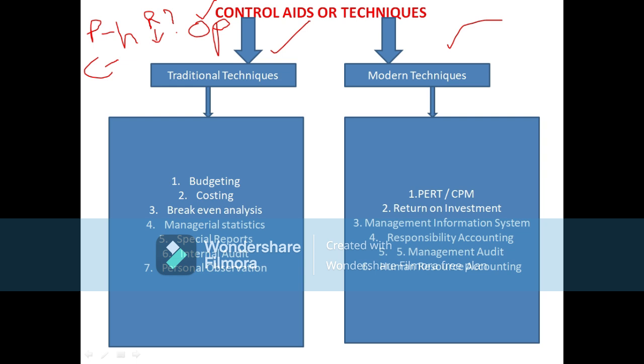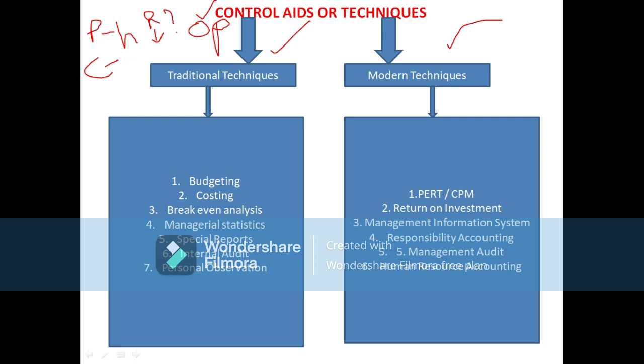This is one of the modern techniques and it is very important. Then return on investment, which is ROI, MIS, Management Information System, Responsibility Accounting, Management Audit, Human Resource Accounting. All these are considered modern techniques, and they are very important compared to traditional techniques. But we have to study both traditional and modern techniques. If we see traditional techniques, the first one is budgeting.